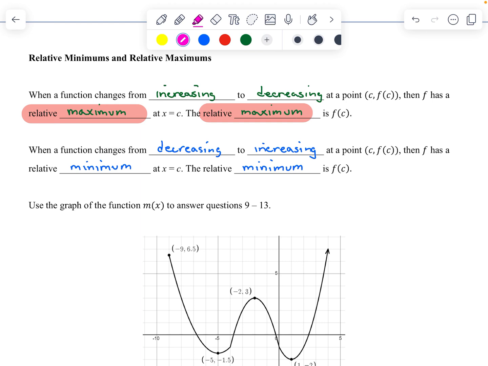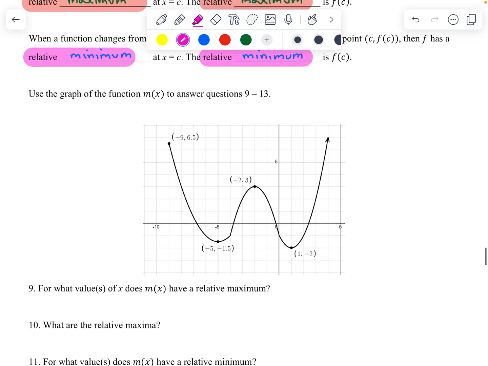The second definition: when a function changes from decreasing to increasing at a point (c, f(c)), then f has a relative minimum at x = c, and that relative minimum is f(c). All right, so I'm going to show you what this means by providing an example.